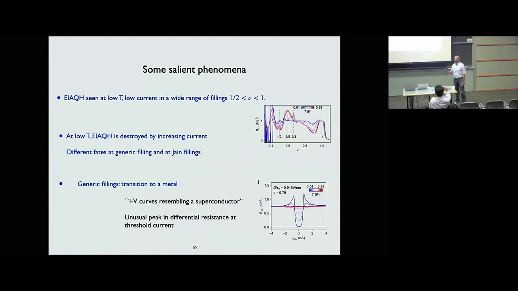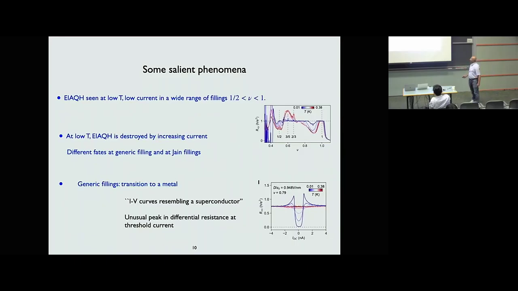Now, there's something remarkable that happens. At low temperature, you stick to the lowest temperature at which you can do the measurements, and you increase the current at which you do the measurements, right? You're sitting at low temperature and increasing the current, and then you get different things that go on depending on the filling. If your filling is at some generic filling, one thing happens, and if you're at the Jain filling, something else happens. So let me first tell you what happens at a generic filling.